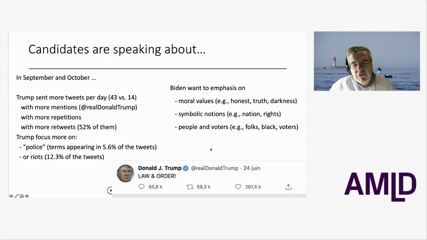If we move to the Democratic candidate, we don't have this emphasis on police, but what we have is emphasis on the moral values. You have a lot of tweets about love, hope, honesty, etc. Many of them talk about symbolic notions, justice, nation, right, etc. And of course, Biden liked to add, in fact, the name of the people or entities corresponding to voter, Latinos, folks, Black voter, etc., etc.